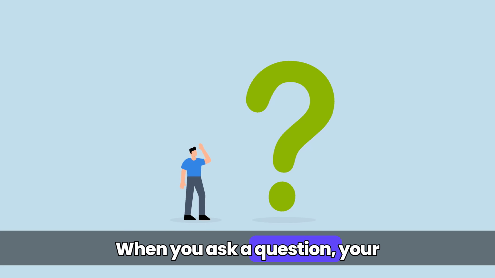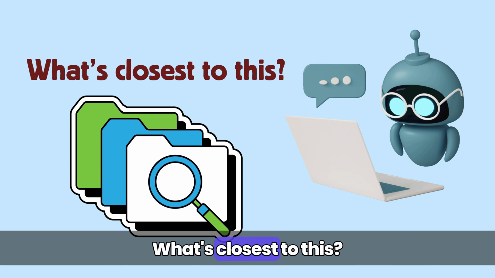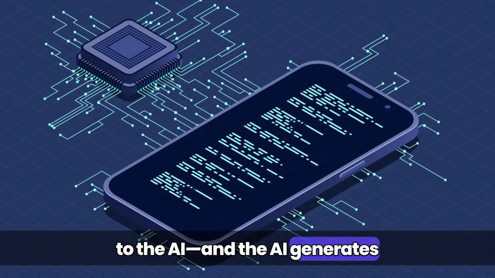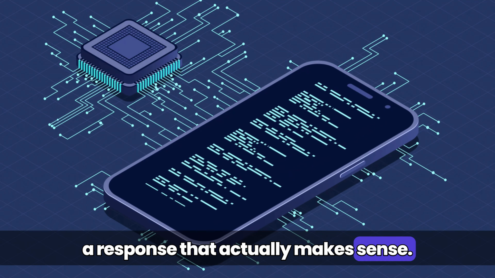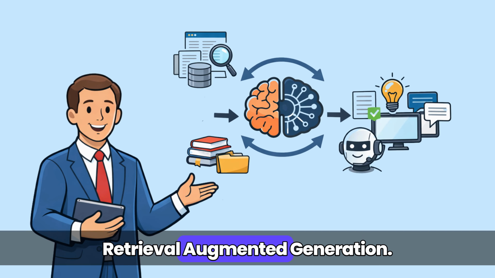When you ask a question, your question becomes a vector too. The database instantly asks, what's closest to this? The closest matches are sent back to the AI, and the AI generates a response that actually makes sense. This is how systems like RAG work, Retrieval-Augmented Generation.